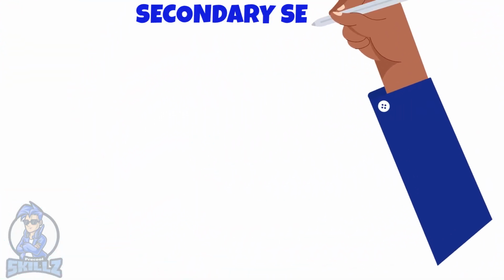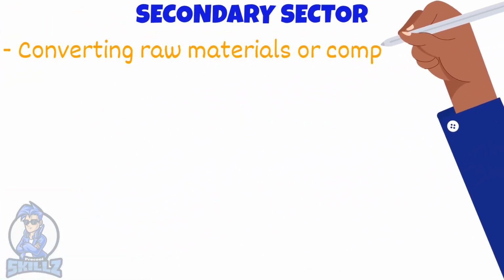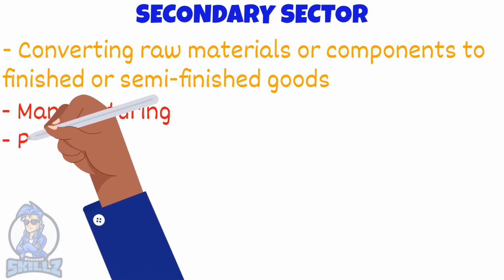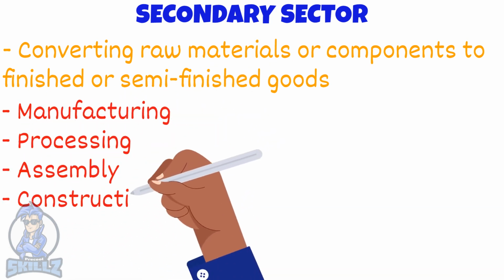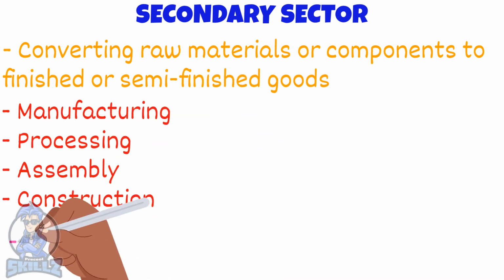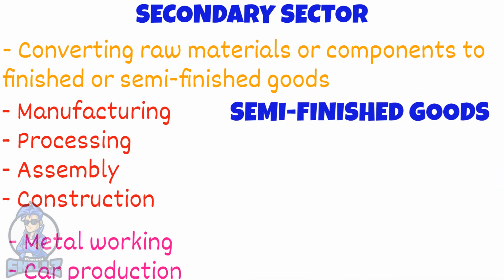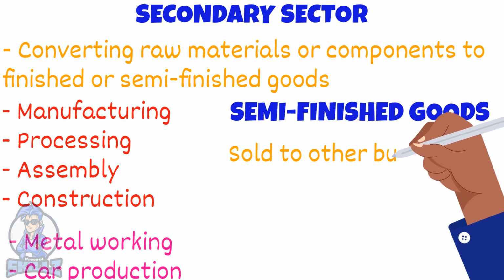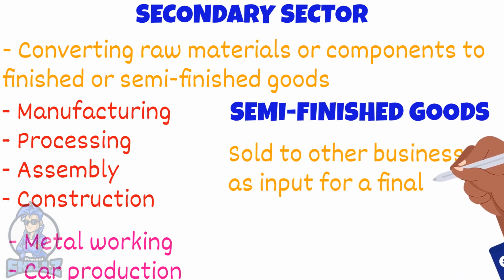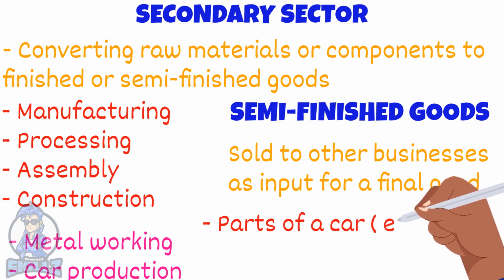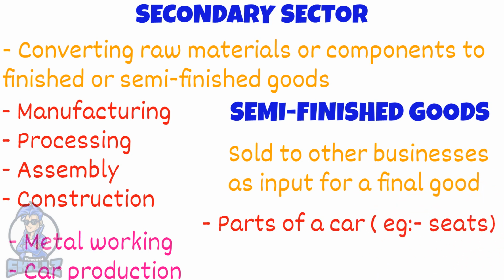The secondary sector is mainly converting raw materials and components into finished or semi-finished goods. This sector includes manufacturing, processing, assembly, and construction. Some examples would be metalworking and car production. Semi-finished or intermediate goods are sold to other businesses as input for the production of a final good. For example, parts used in cars such as steering wheels and car seats are semi-finished goods.